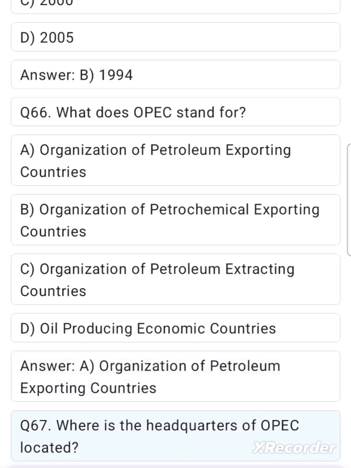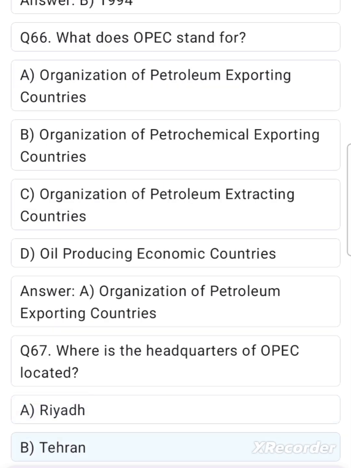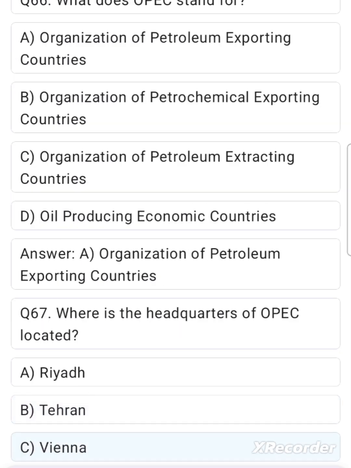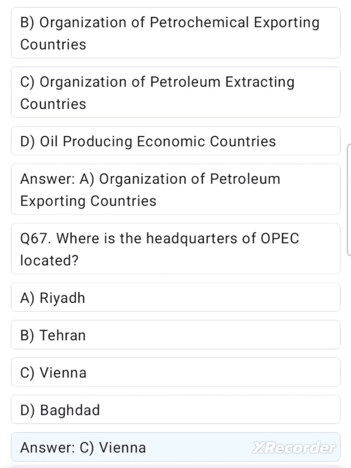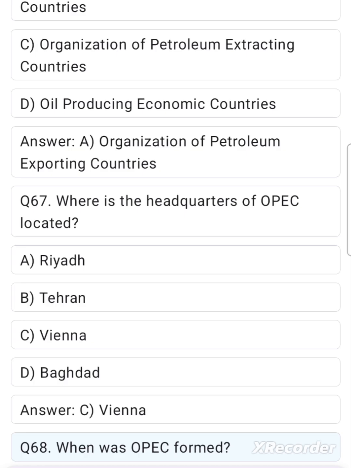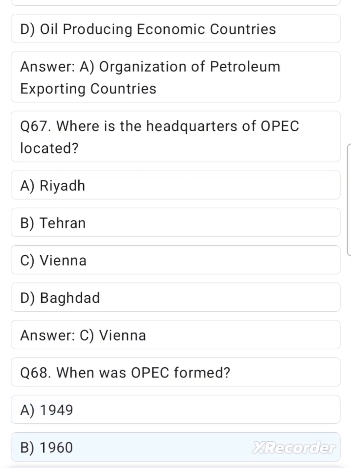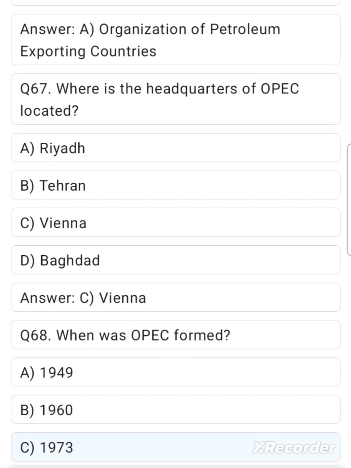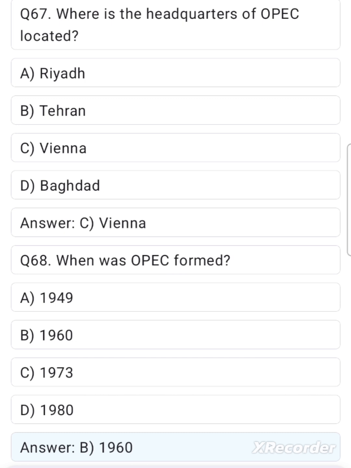Q67. Where is the headquarters of OPEC located? A. Riyadh. B. Tehran. C. Vienna. D. Baghdad. Answer: C. Vienna. Q68. When was OPEC formed? A. 1949. B. 1960. C. 1973. D. 1980. Answer: B.